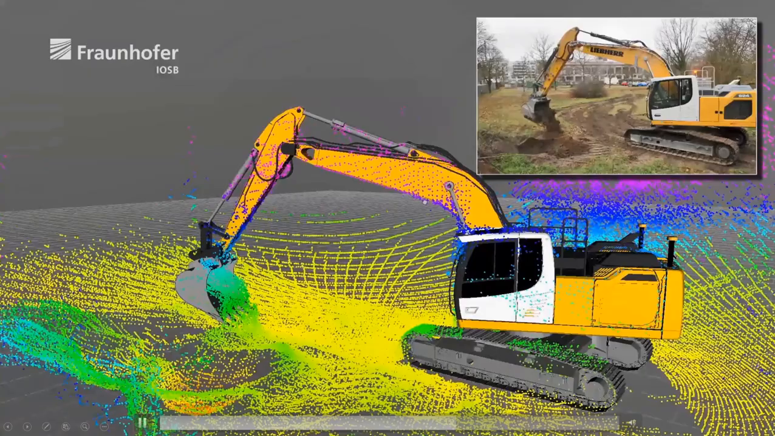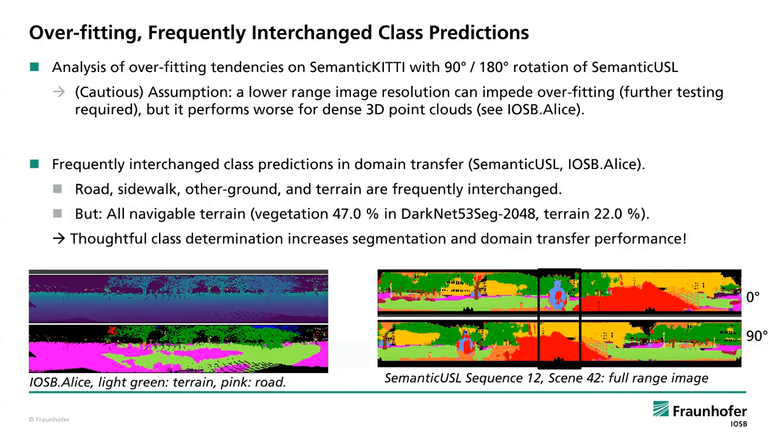So of course, we also did some overfitting analysis. It could be helpful for subsequent training to do rotation of the point clouds, because we found some slight indications of overfitting. And what we also found about the very low IOU over all classes is that especially in unstructured environments, the classes for road, sidewalk, other ground, and terrain are very frequently interchanged.